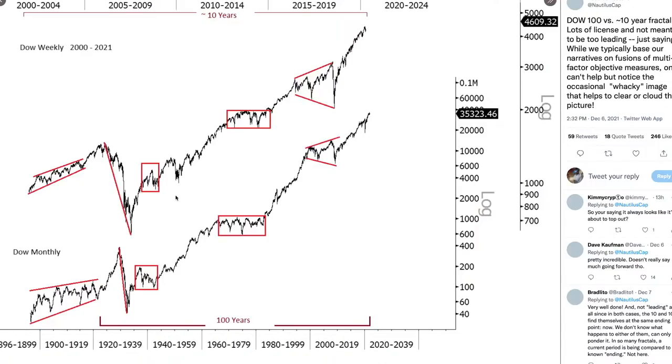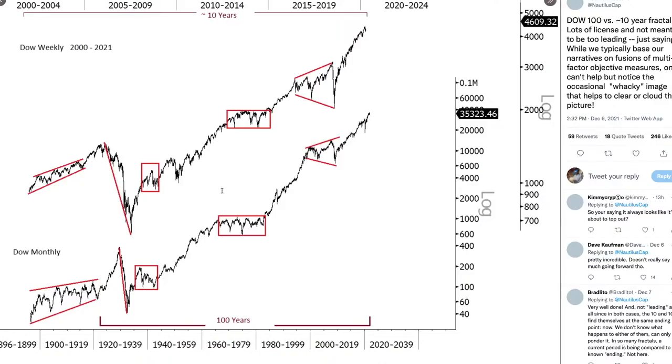Let's keep going. What we're looking at over here is the monthly chart. I just took off comments for a second so I could focus in on this goodness. This is stuff that gets me excited. You're looking at the monthly chart over the past 100 years, and then the Dow weekly over the last 20 years. And it's quite interesting that you're seeing this fractal play out, right?